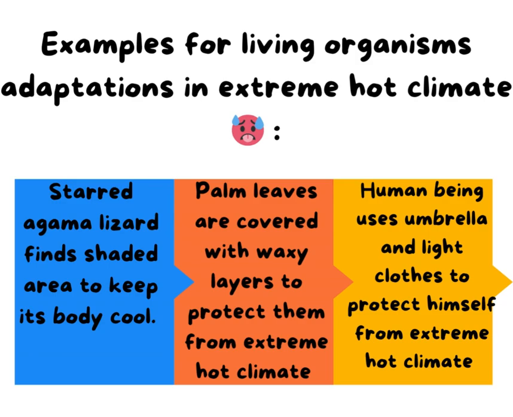And we took 3 examples about how these living organisms adapt in the extreme hot climate: the starred agama lizard finds a shaded area to keep its body cool, palm leaves are covered with a waxy layer to protect them from extreme hot climate, and the human being uses an umbrella and light clothes to protect himself from the extreme hot climate. So those are the 3 examples for adaptation in extreme hot climate.